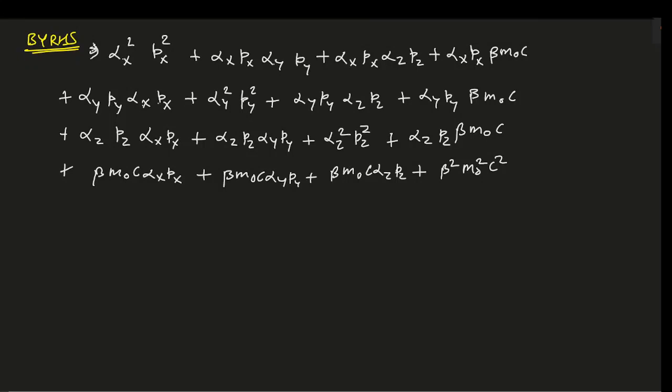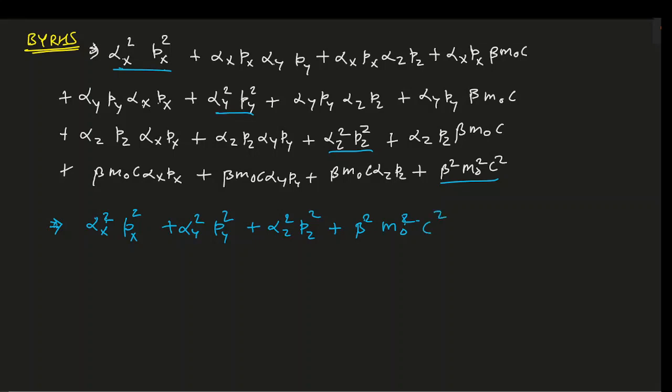Okay, so first we write the simple p x squared, p y squared, p z squared terms together. You will get the reason why we are doing so. Let me use a different color so these will not all get mixed up. So this term we can write as alpha x squared p x squared. Similarly you have the term alpha y squared p y squared, and the third term you have alpha z squared p z squared, and the fourth term you have plus beta squared m naught squared c squared. Fine. Now these four terms are taken care of.